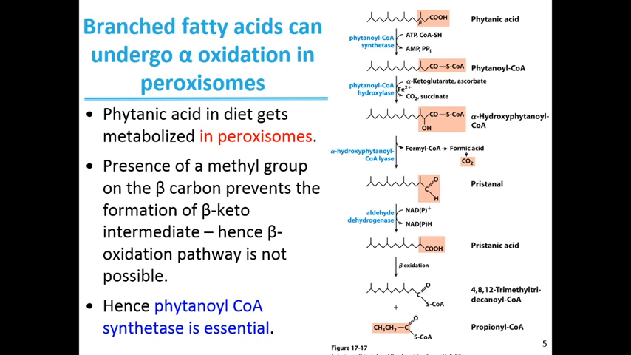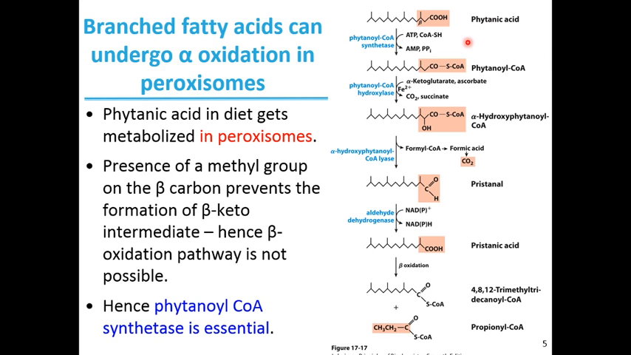Branched fatty acids can undergo another type of oxidation called alpha oxidation, and this can happen in peroxisomes. A classic example of a branched fatty acid is phytanic acid. It's a long-chain fatty acid with methyl branches. It is derived from the phytol side chain of chlorophyll.